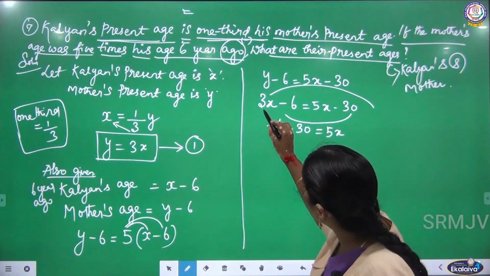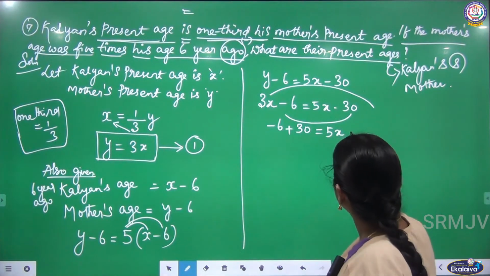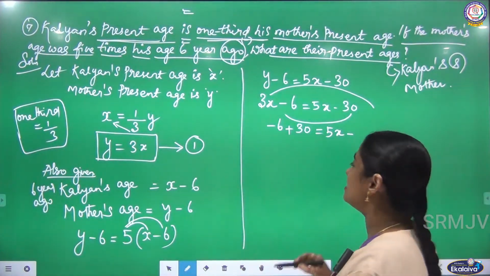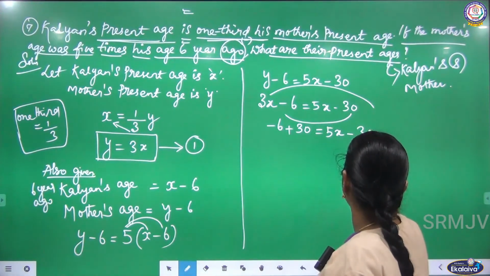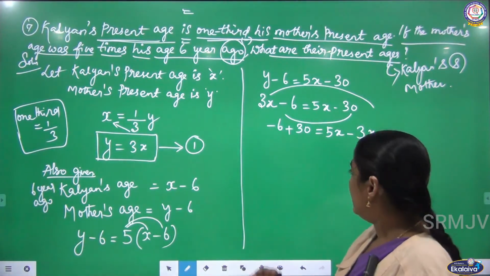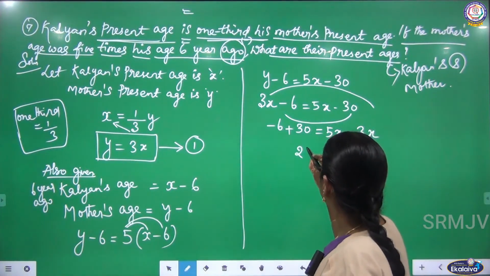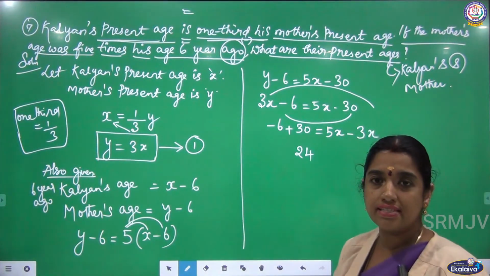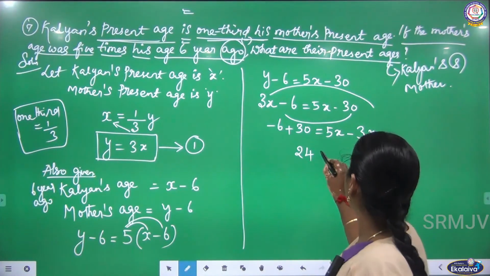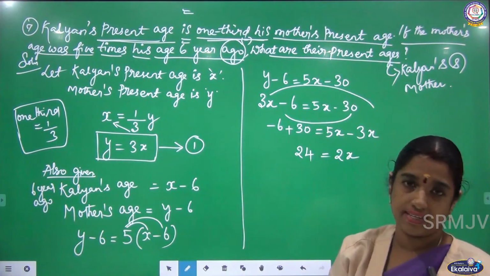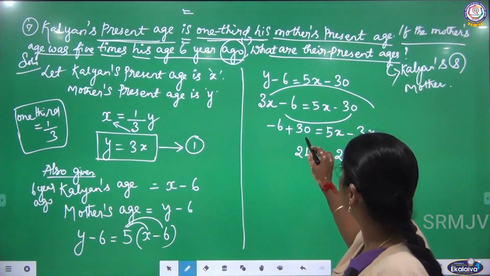And on the LHS, what is there? 3x is there. So send that 3x. Plus 3x becomes minus 3x. Got it? Now 30 minus 6 is what? 24. And 5x minus 3x is what? 2x. Here you have to listen, children.